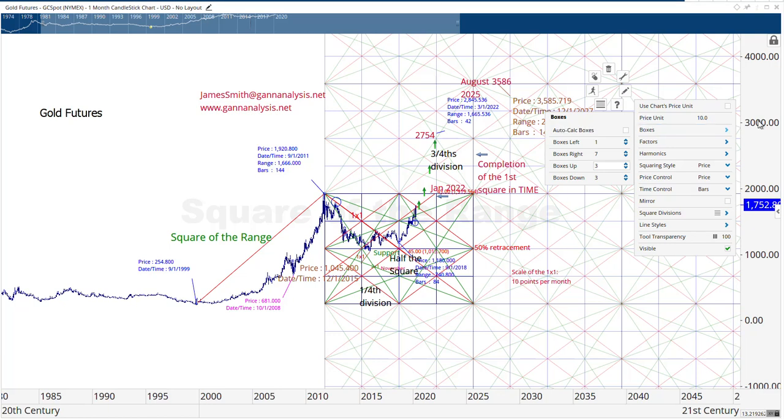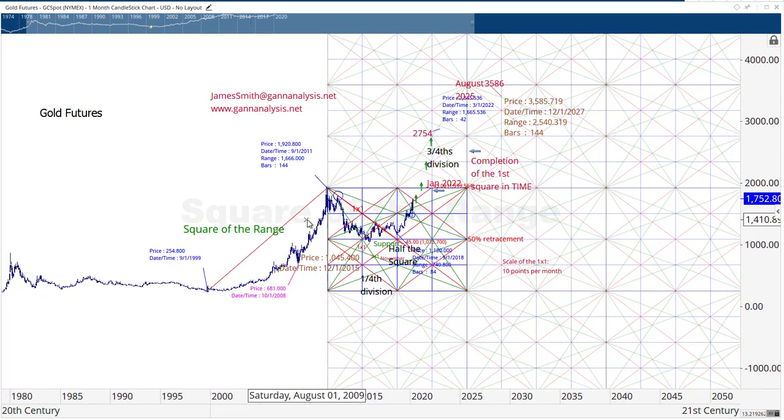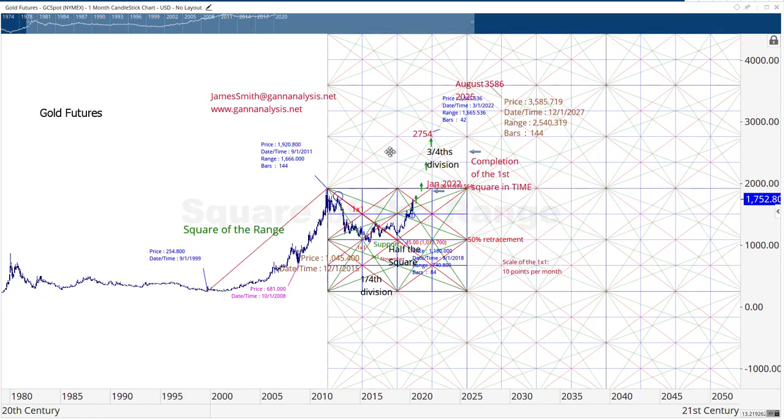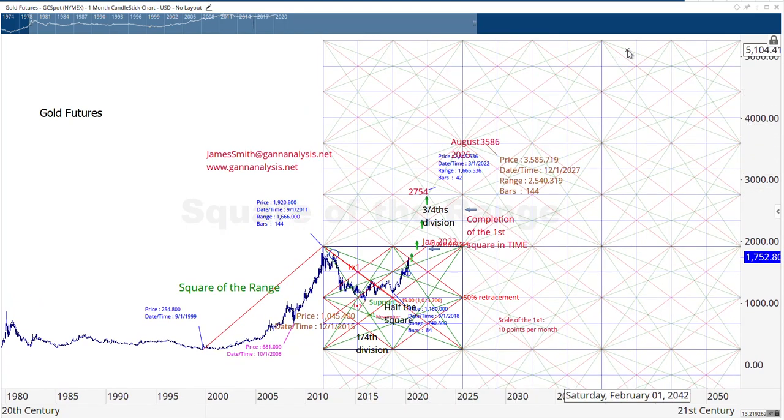Okay, we have 3 boxes up instead of 2. So this is the square, and let's say we want to make it 3 instead of 2. That would make it somewhere around 52.50. I mean, could that really happen? Who knows? I think what the point is, Gann is not about offering opinion.